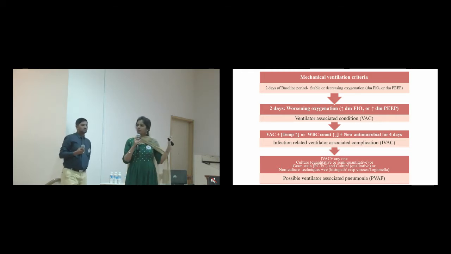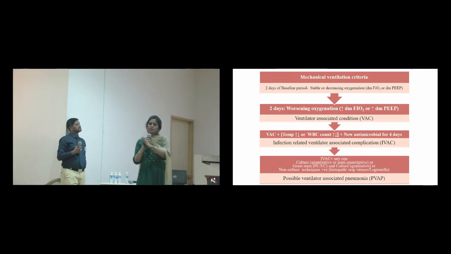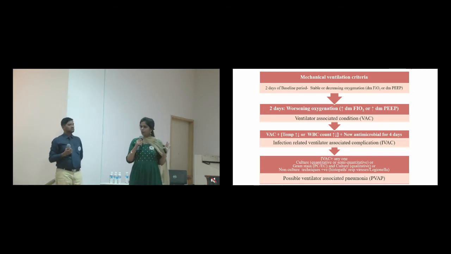Now I think all the terms are clear. Next, when your VAC criteria is fulfilled, you have one of these clinical criteria plus 4 new antimicrobial days. You call it infection related ventilator associated complication. Clear? When IVAC is fulfilled, plus you have one of these criteria, that is a quantitative or semi-quantitative attaining the cutoffs, or you have a qualitative report with your gram stain finding or any other test telling that there is an infectious etiology, then your PVAP criteria is fulfilled.